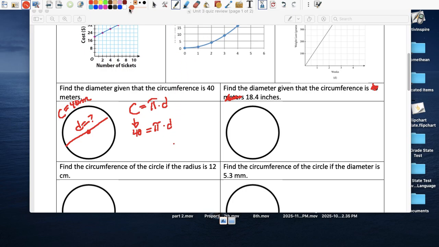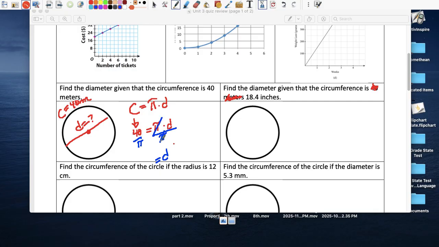So how do I get this equation to look like this? Diameter equals, so I have to get rid of the pi, inverse operation, right? Remember, when we solve equations, this is multiplication, so I'm going to divide by pi. And if I divide the right side by pi, I divide the left side by pi.